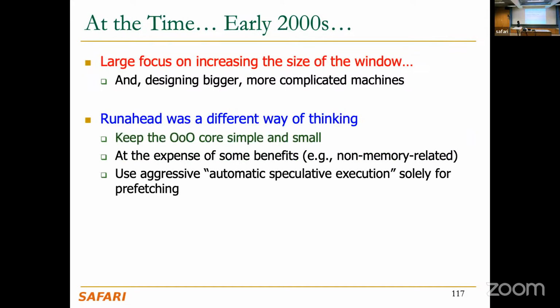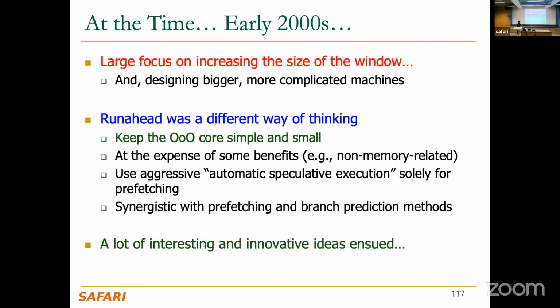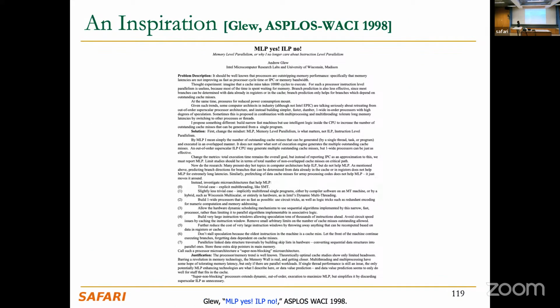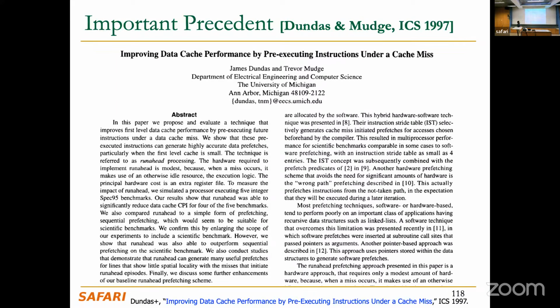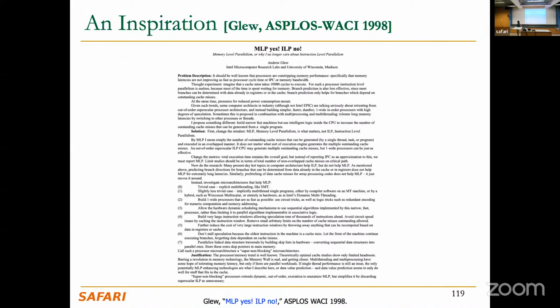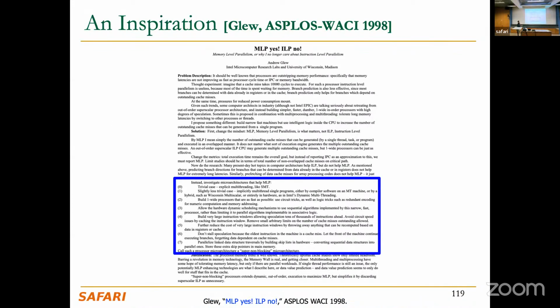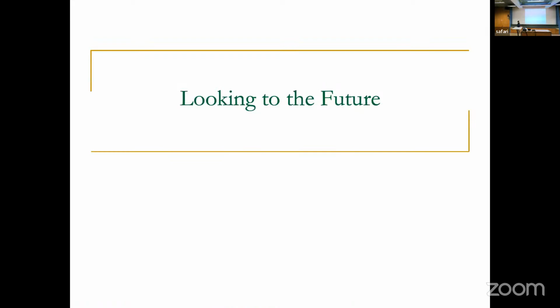I'm just going to quickly finish this lecture. We have prior works that date back before Professor Mutlu's paper in 2003. This one dates back to 1997. As you can see, they had also started looking at the same idea: improving data cache performance by pre-executing instructions under a cache miss. Run-ahead essentially takes this to the efficiency level that we can think of.